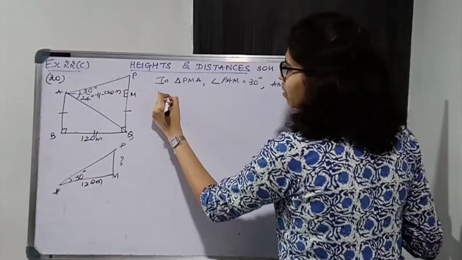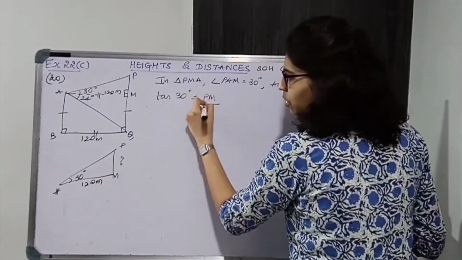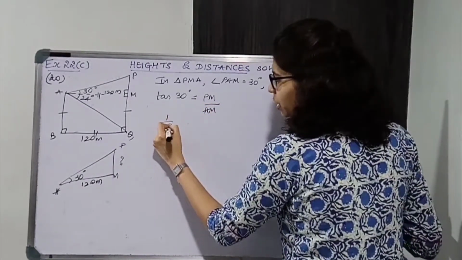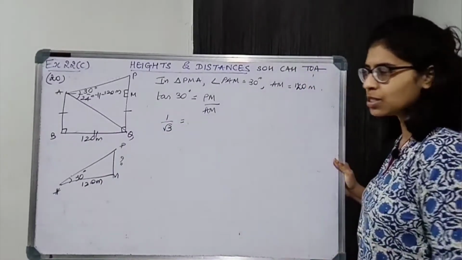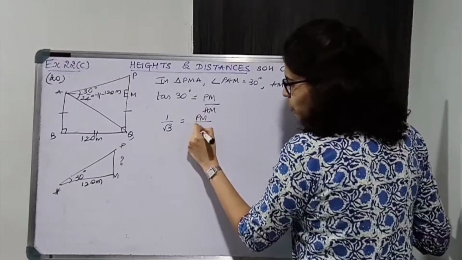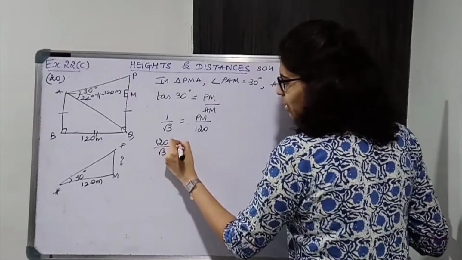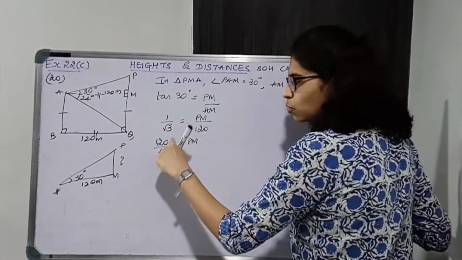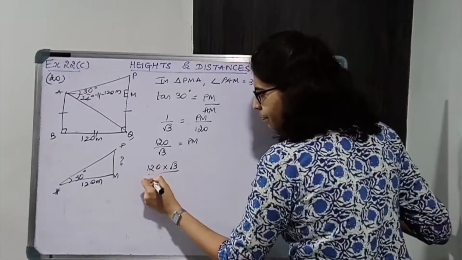Now tan of the angle is equal to opposite, that is PM, upon adjacent, that is AM. Tan 30 is 1 upon root 3 from standard value table. You can also substitute decimal value from natural tangents table. Now PM we have to find. AM is 120. Shift 120, so 120 upon root 3 is equal to PM. We never keep root in denominator, so we'll rationalize, we'll multiply by root 3 in both numerator and denominator.